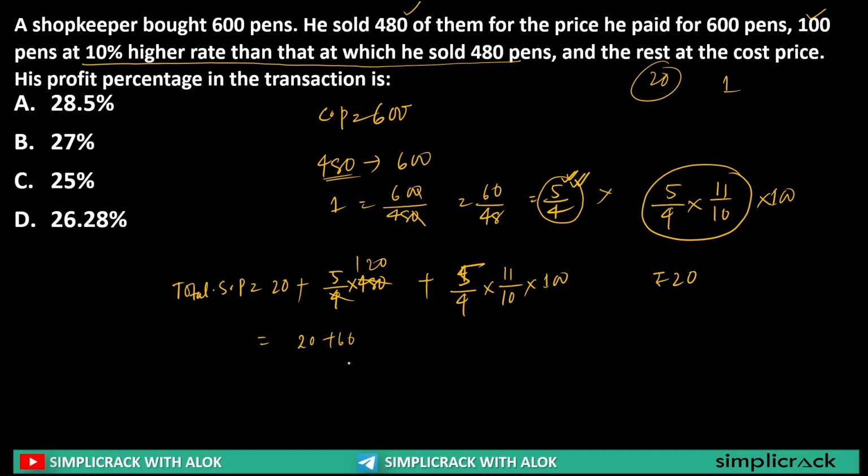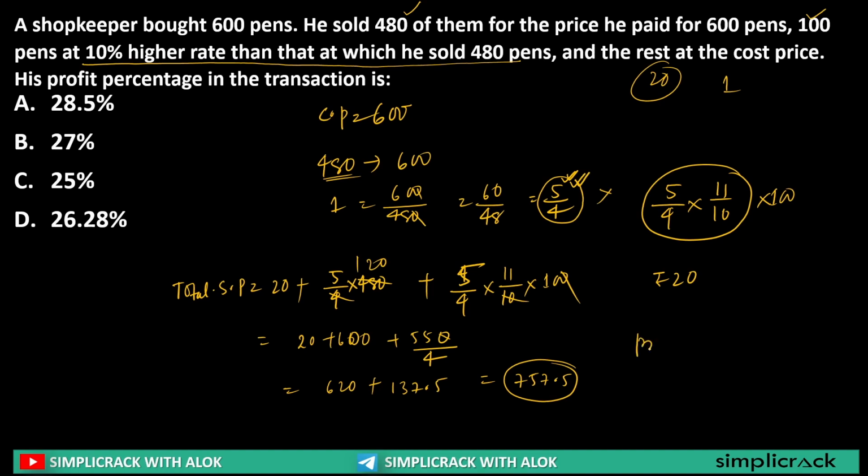20 plus 600, the zeros cross out, 55 into 550 divided by 4, 620 plus 137.5 is equal to 757.5. So this is the selling price.